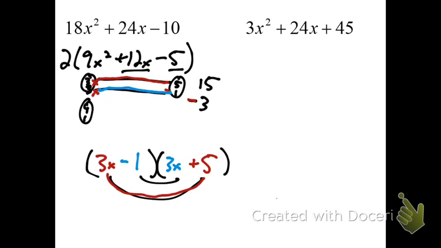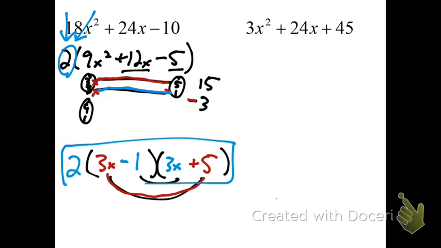Okay. Now, I said I was going to get it wrong. The only thing I did wrong is I forgot all about this guy right here. If I took a 2 out to begin with, that 2 needs to follow it down. This is perfect. Okay. On the next problem, I'm going to factor out a 3.